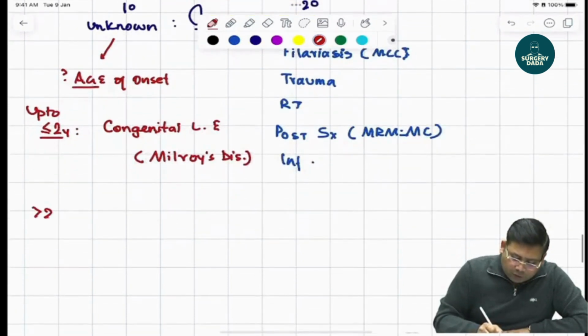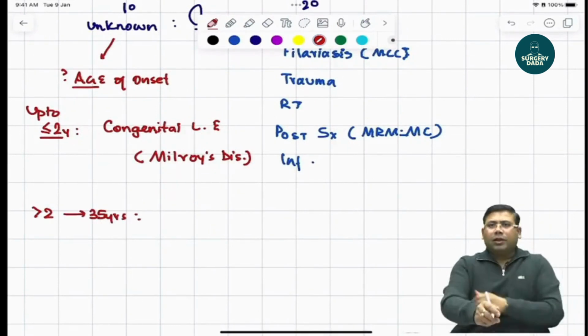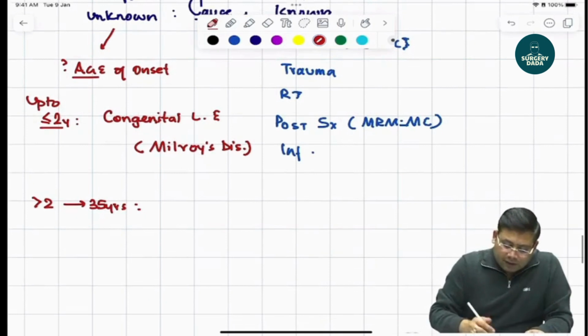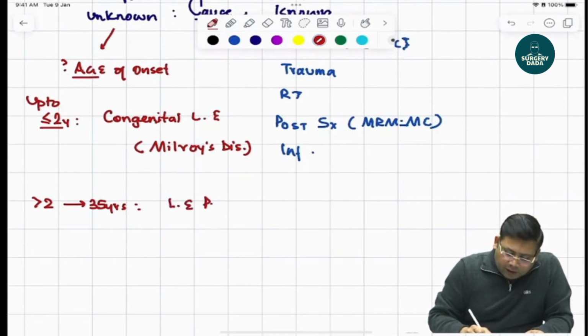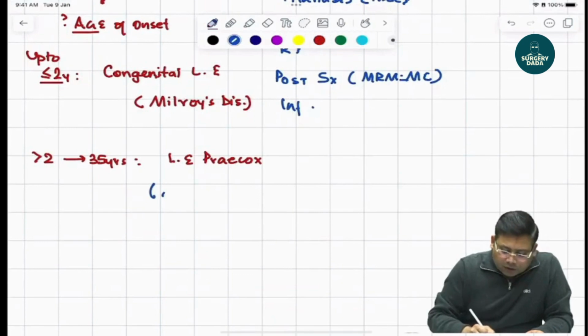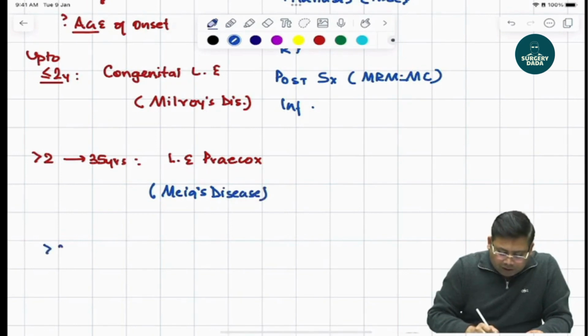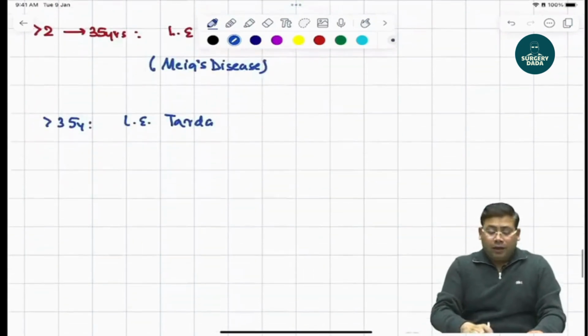Remember, more than 2 years up to 35 years. What is this known as? This is known as lymphedema praecox. Remember, lymphedema praecox is also known as Meige's disease. This is again very important. More than 35 years is known as lymphedema tarda. So there are 3 important things that we need to understand.